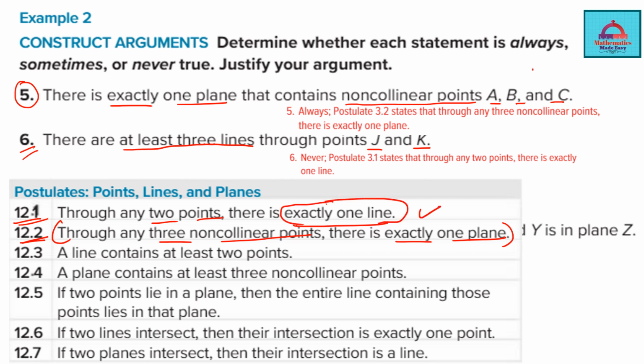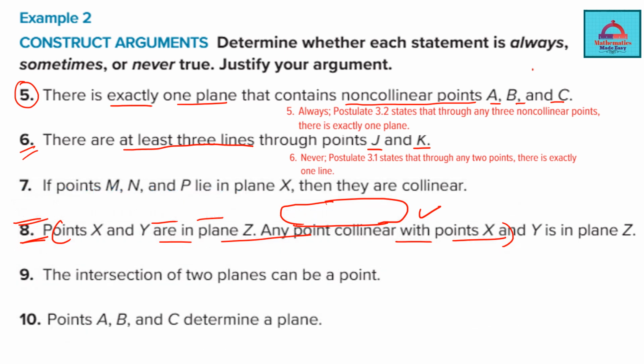This is the correct answer. So using this postulate, we can say that for question 6, this statement is never true because through any 2 points there is exactly one line. So this is how you say it. For question 5 it is always, for question 6 it is never. Let's move to question 7.